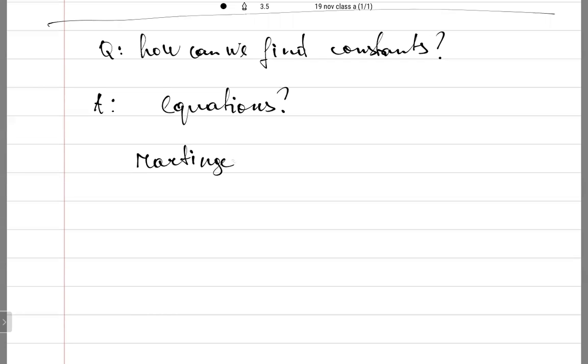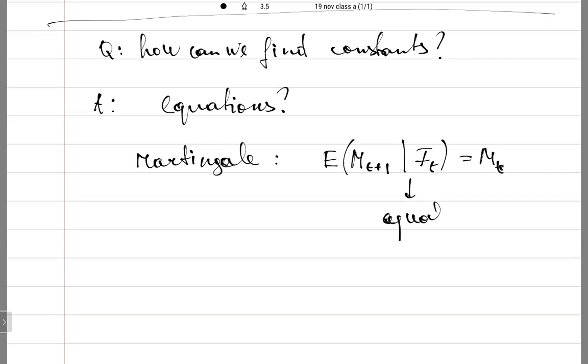In the case of a martingale, you have a property that the expected value of the future value of the martingale, let's suppose we work in discrete time, is equal to the current value. So this may provide us an equation for a constant.